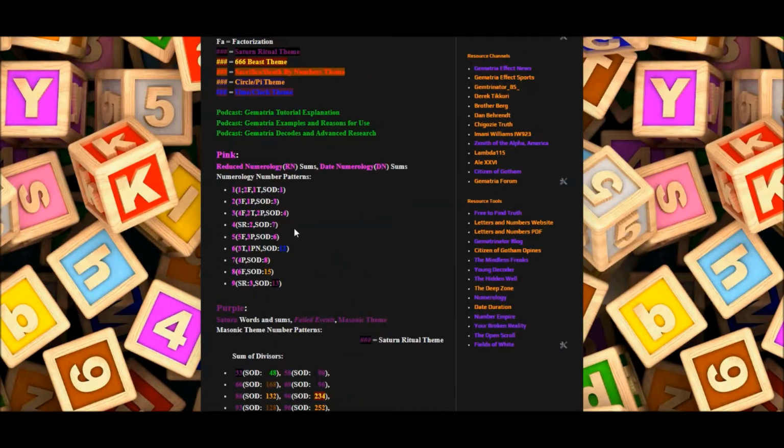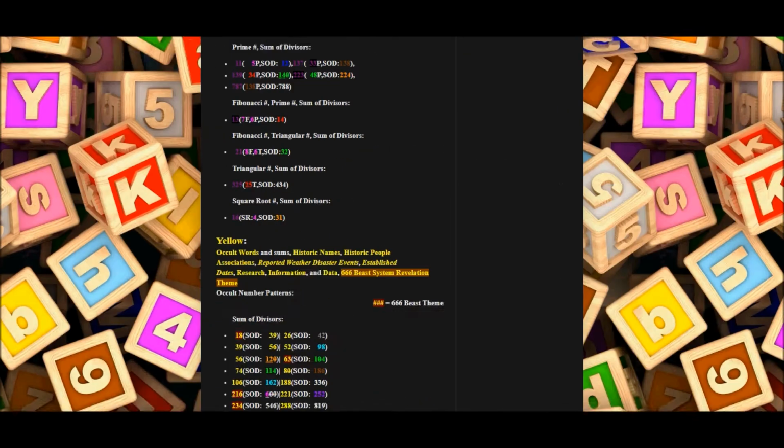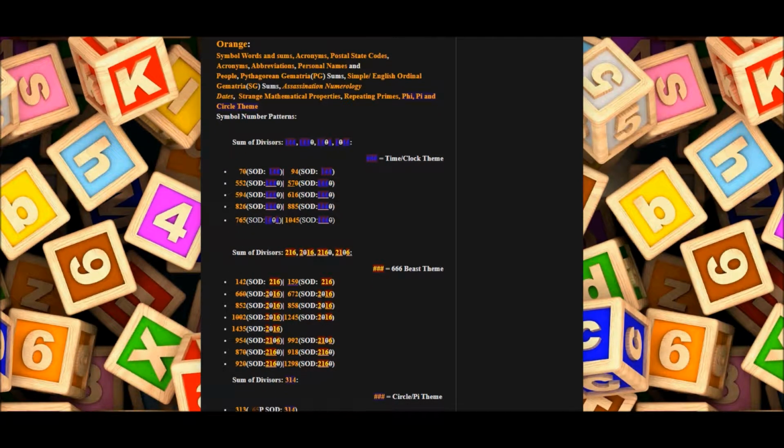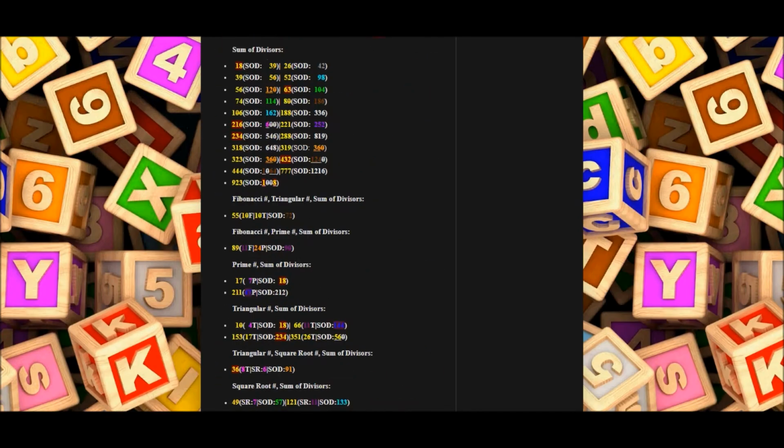So then you have 15, right? Why is the 15 orange? So then go down to orange, and oh look, orange says symbol words and sums, acronyms, postal codes, abbreviations, personal names, and people, Pythagorean gematria, simple English ordinal gematria, assassination numerology dates, strange mathematical properties, repeating primes, phi, pi, and circle theme. So we know that 15 is going to be one of these. It's going to be connected to that. So it must be like a prime or a phi or something like that, right?